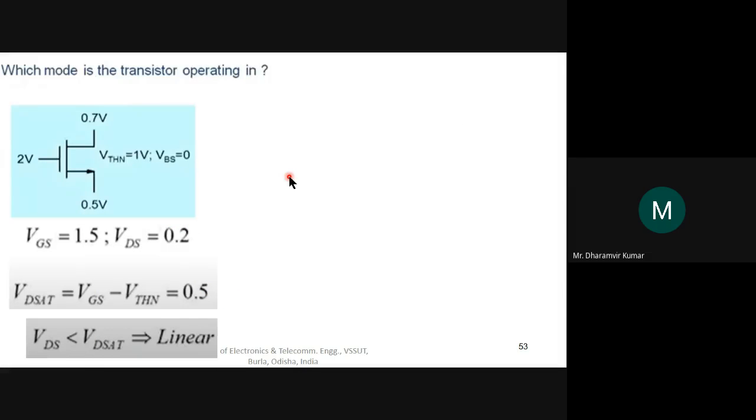Look at this, students. Any doubts from any student? Because this funda should be clear. Okay, this should be clear to everyone. You should be able to decide quickly if the voltages are given that the device is working in cutoff, linear, or saturation.